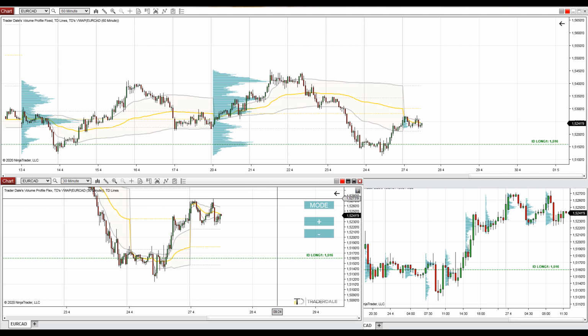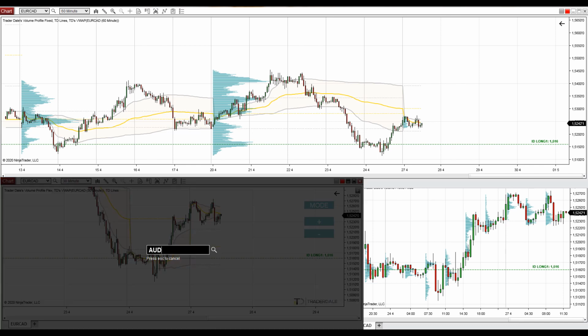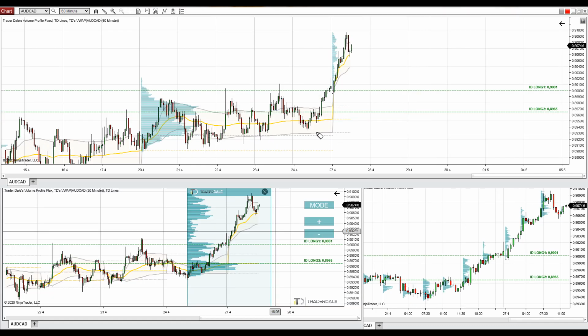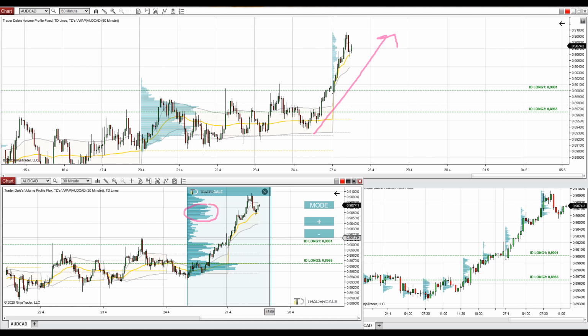Let's move on. Let's have a look at the Australian dollar Canadian dollar. There's a strong buying activity which started on Friday and continued today. And in this strong buying activity, there were some volume clusters. So let's have a look at them. The closest one was in here, this one. And I actually had a support level there. If you look at it like this, this was the support. It already got tested, so I won't be trading this anymore.